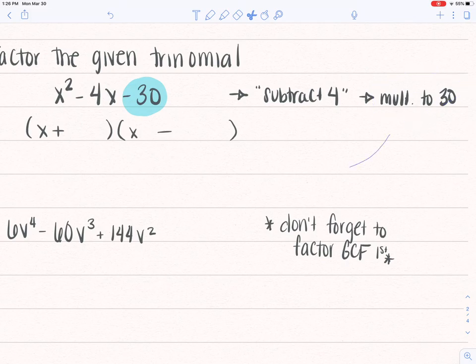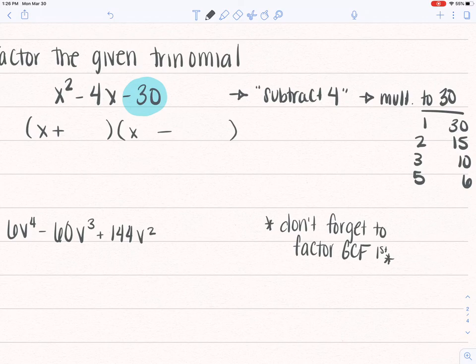And then when I take my numbers and I put them in over here, that's where I will take into account the negative. So I'm looking for multiples of 30, so I've got 1 and 30, 2 and 15, 3 and 10, 5 and 6. Now, if the numbers are bigger, you can just find them in your calculator.